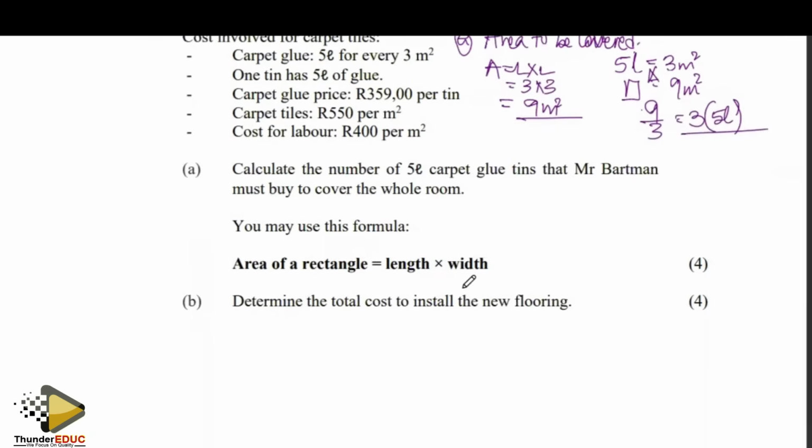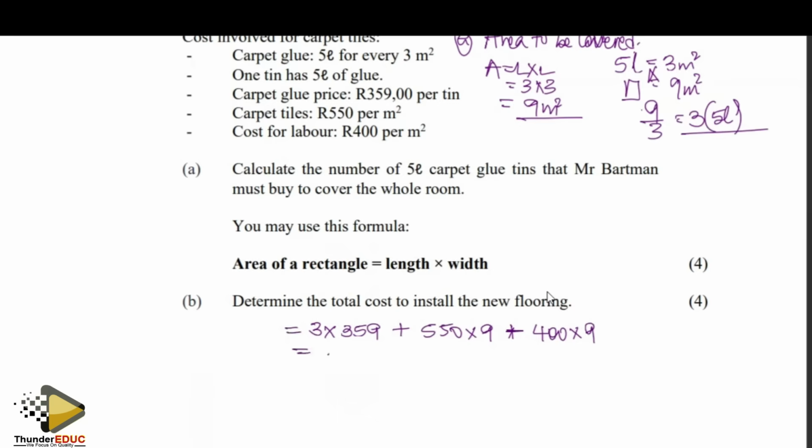Determine the total cost of installing new flooring. So now he's going to buy the glue, 3 of them. So it's going to be 3 times 59, plus he has to pay for the tiles per meter, which is 550 times 9, plus the labor, 400 per meter squared, and they are 9 meters squared. So this is how we come up with the answer.